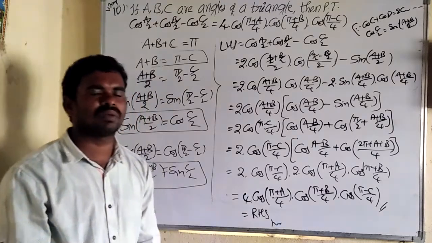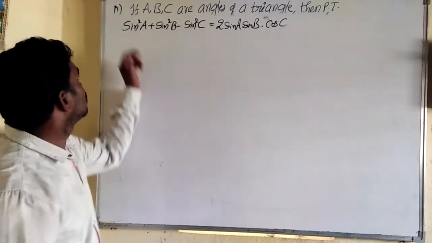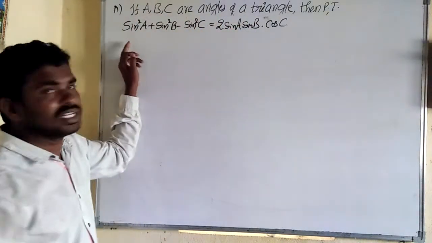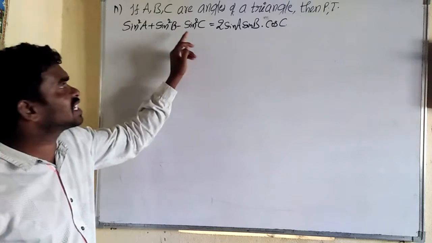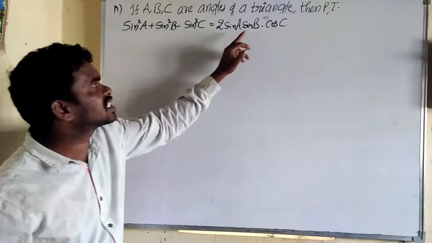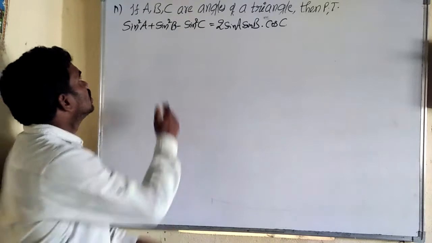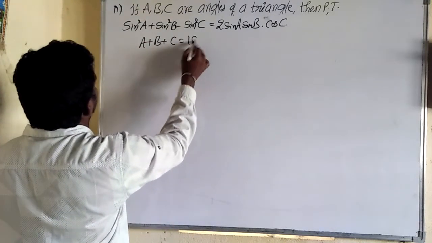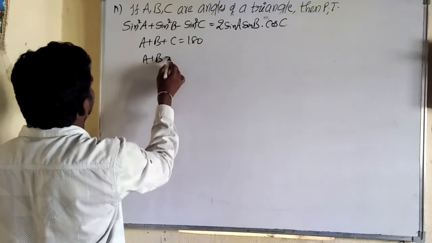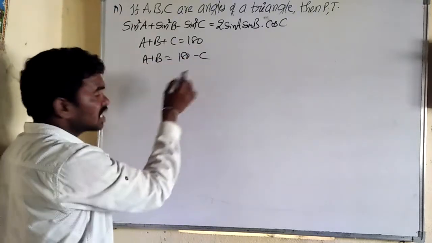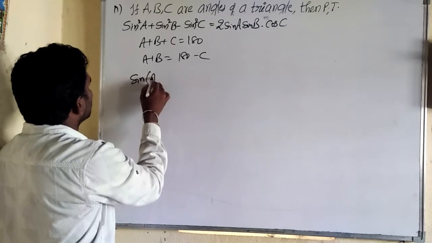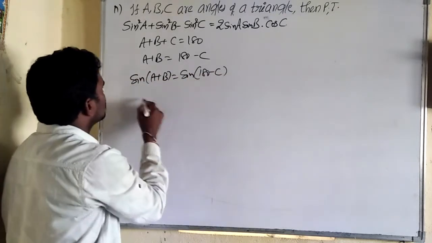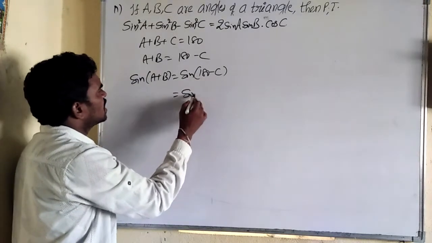Those will be very small problems. Next, 11th problem: if A, B, C are angles of a triangle, then prove that sin²A + sin²B - sin²C is equal to sin A sin B cos C. Now A, B, C are angles of a triangle, so A + B + C is equal to 180 degrees. Then A + B becomes 180 minus C. Apply sin on both sides. So sin of (A+B) is equal to sin of (180 minus C), and sin of (180 minus θ) is sin θ only.